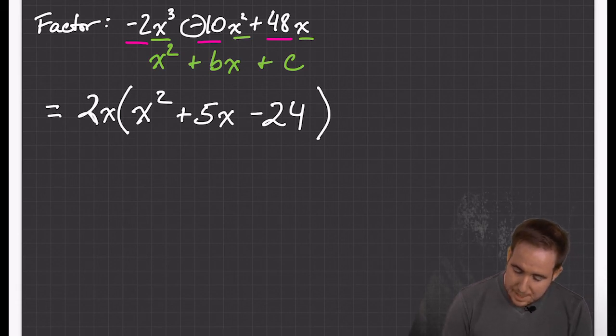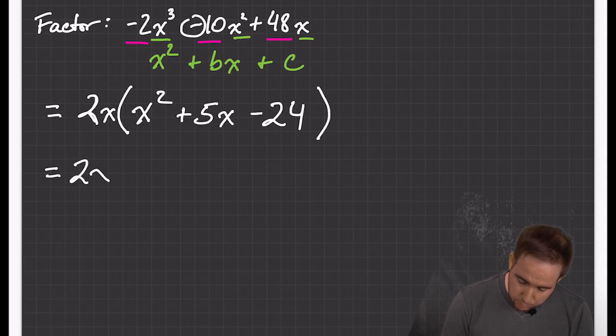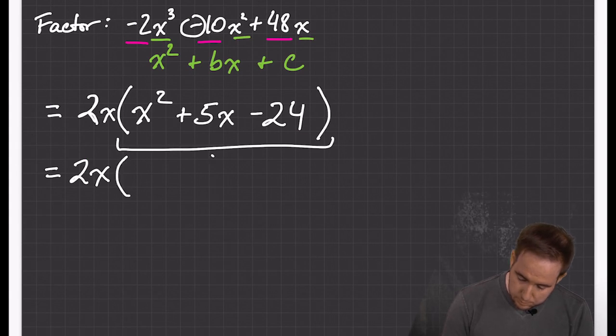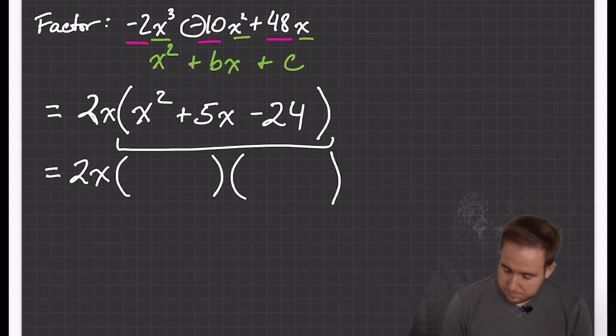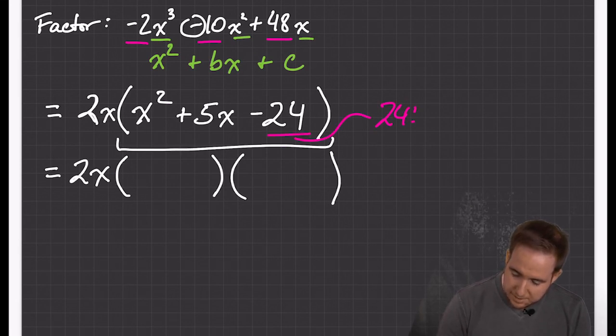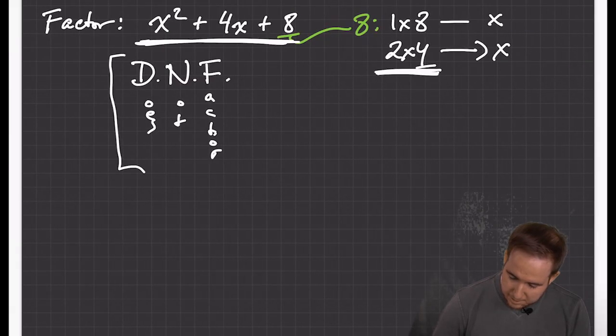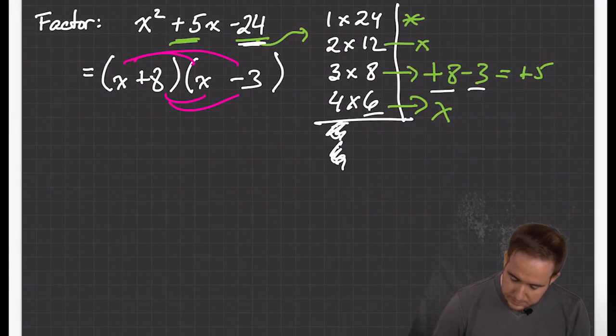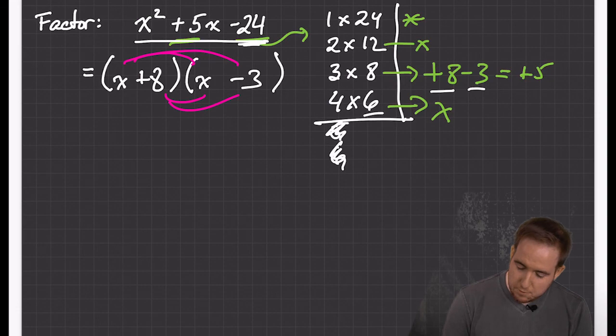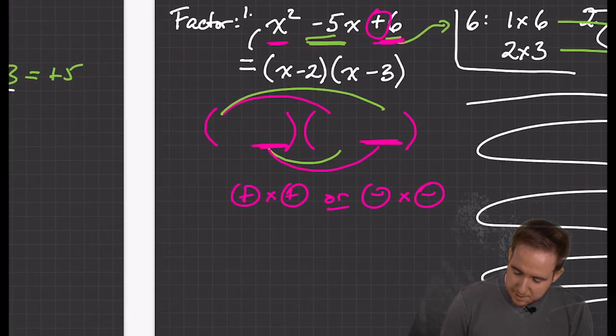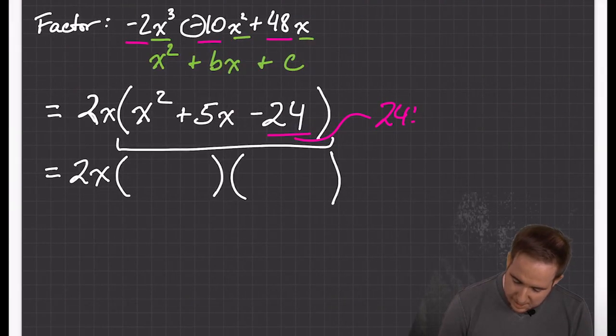like this. And now the 2x will sit in front, and this will turn into 2 brackets like this, and you make the list for 24. Now in this case, I don't actually have to do anything, because if I flip back over here, that is this question over again. So x plus 8, x minus 3. I save myself some trouble.